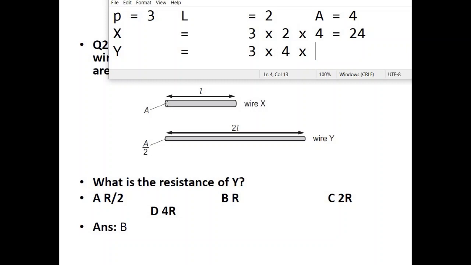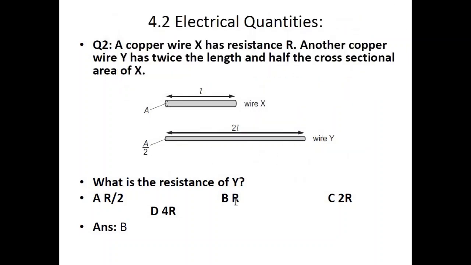The cross-sectional area is A upon 2. Over here this is 4, so it would be divided by 2 and become 2. 3 4s are 12, into 2, 24. See, you get the same answer. So they both would be R. So the answer would be B.